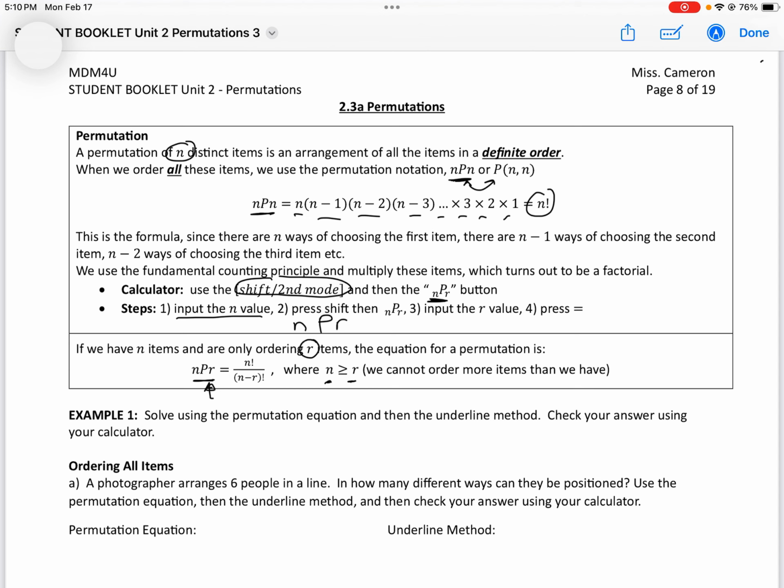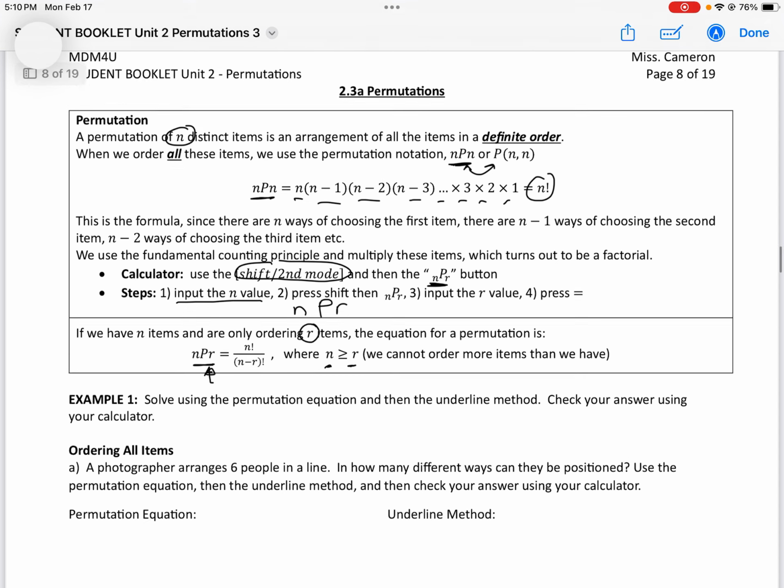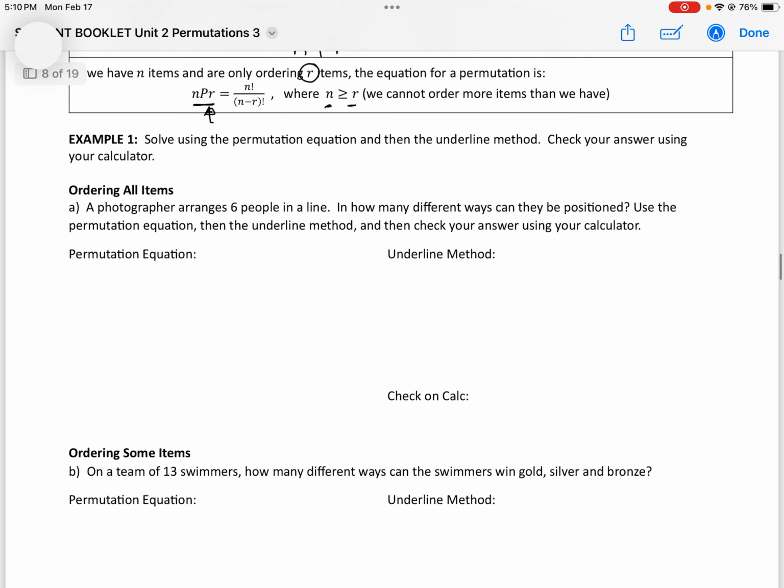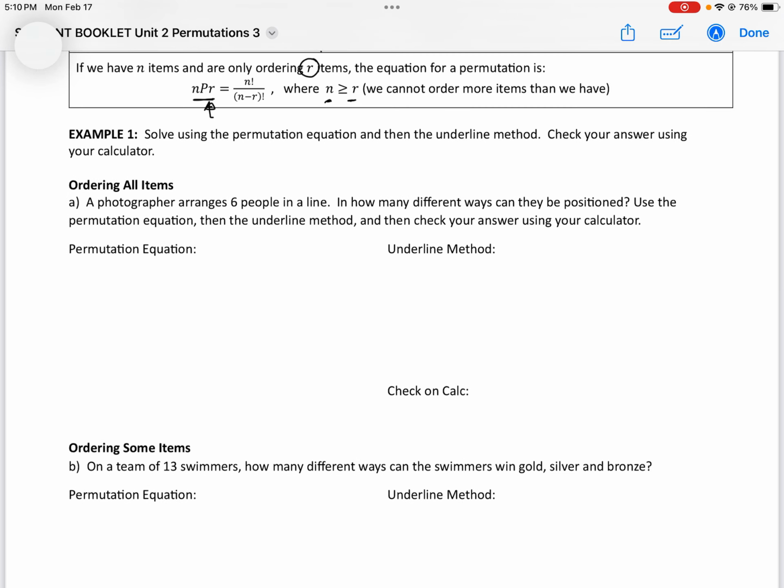So let's play with this formula here. I'm going to leave that on the board. So solving using the permutation equation and then the underline method, and then check your answer using your calculator.